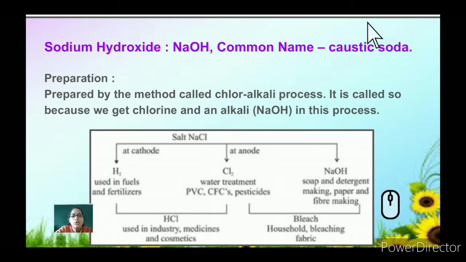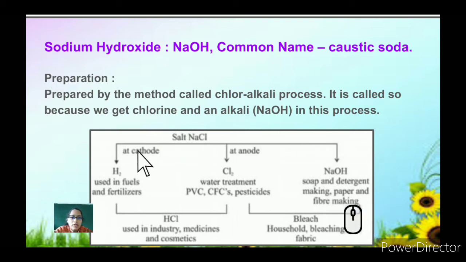So how do we prepare sodium hydroxide? It is prepared by a method, and the method is very important here. It is the chloralkali process. It is so called because we get chlorine as a byproduct and also an alkali, that is sodium hydroxide, in this process. Hence it is known as chloralkali. Why do we call it alkali? We have discussed in the previous videos: bases that are able to dissolve in water are known as alkali. So what is formed in the chloralkali process? The formation of chlorine and sodium hydroxide.